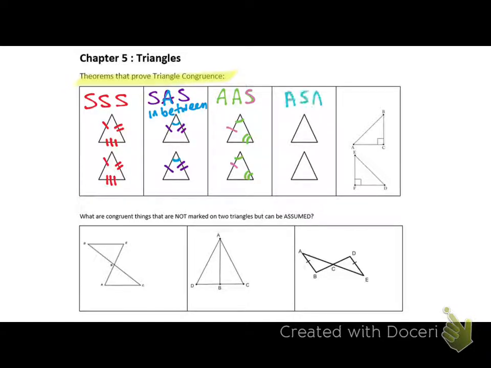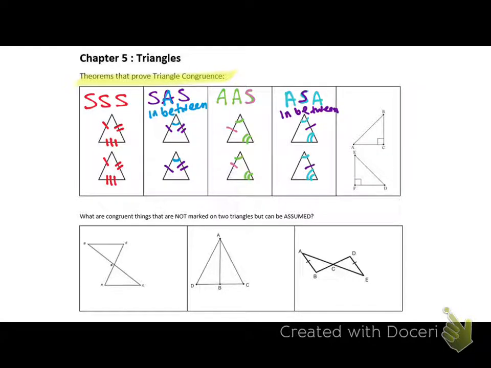Whereas angle, side, angle, the side will be in between. So I'm going to highlight the same 2 angles as before, and the side would be in between them, touching both of those angles.